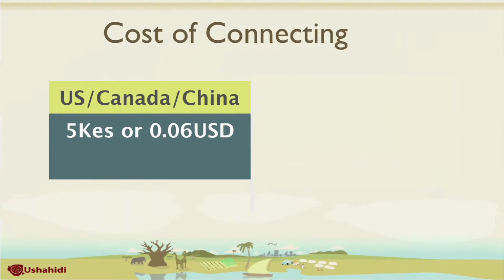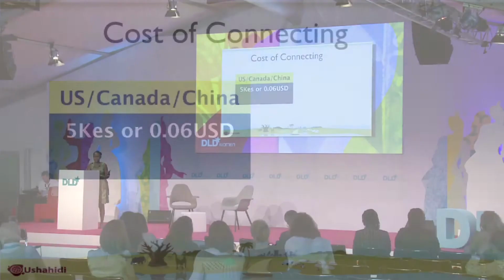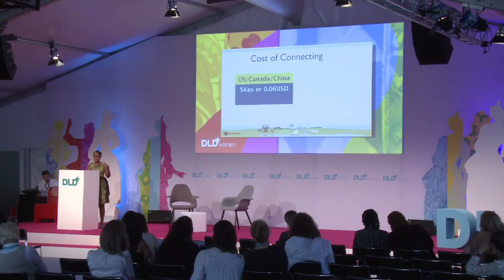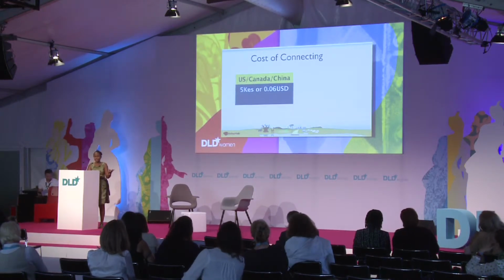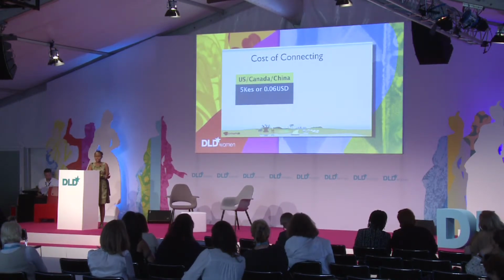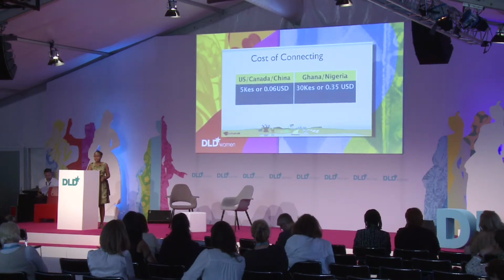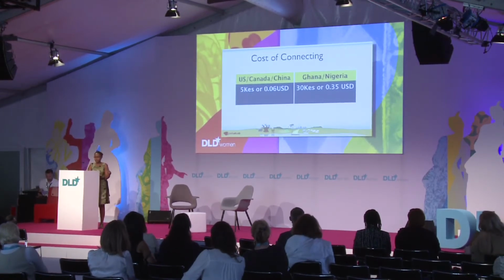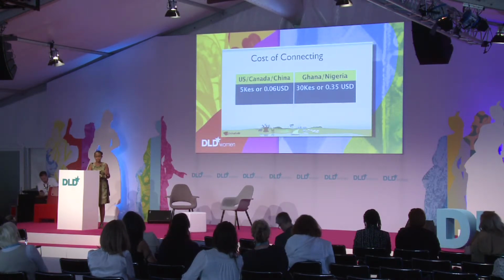When I showed you the other map that showed the cost of the connections from Africa to the rest of the world, one of the things that I realized when I moved back to Kenya was that the cost of connecting is still, it's improving when it comes to connecting to the rest of the world, which is 5 Kenya shillings to make a call from Kenya to the US, Canada, or China. But look at this. To call Ghana or Nigeria, which is in the same continent, it is 6 times the cost. So that's one of the other harsh realities of living in Africa.